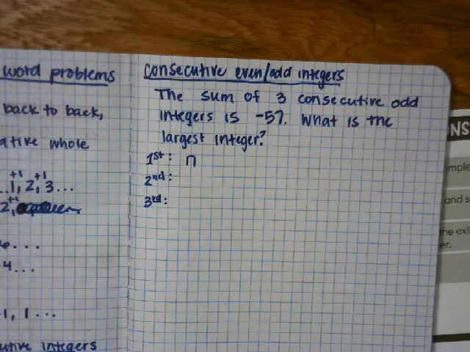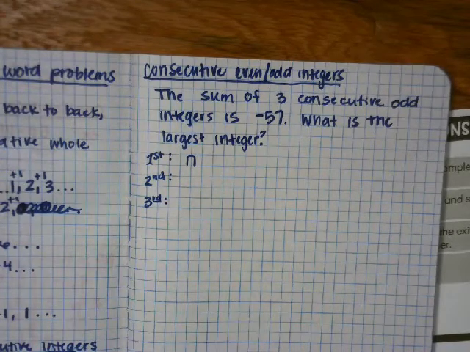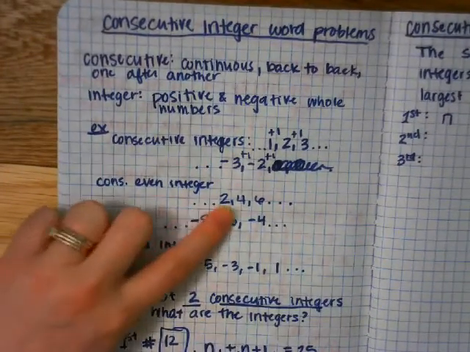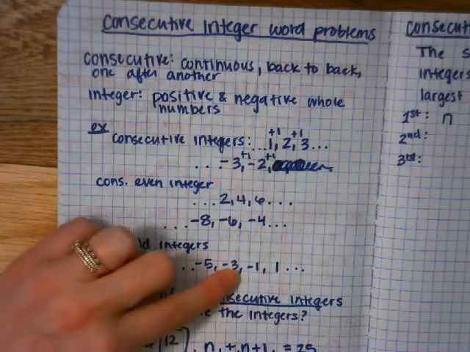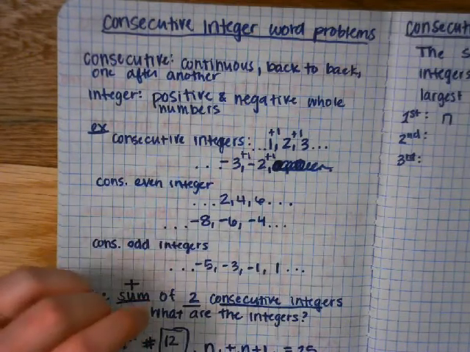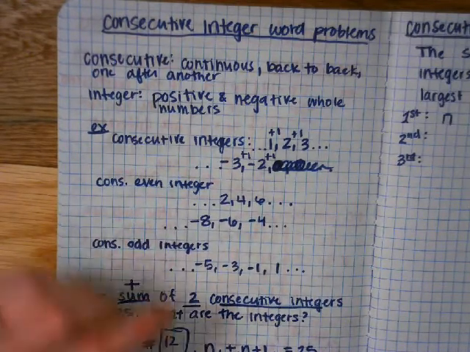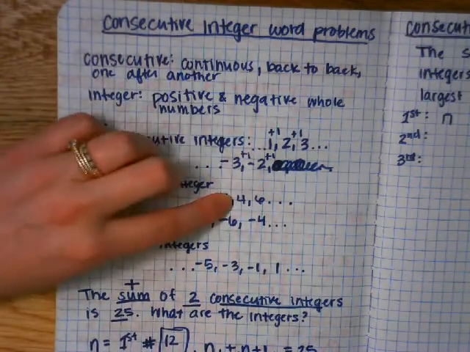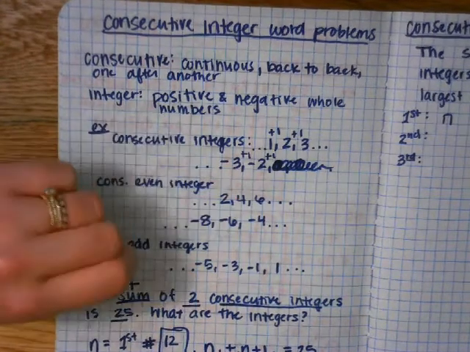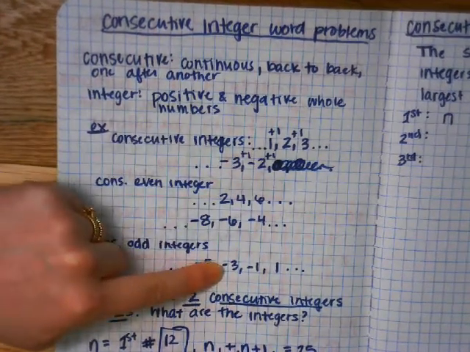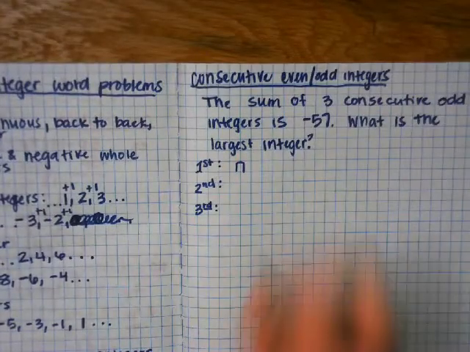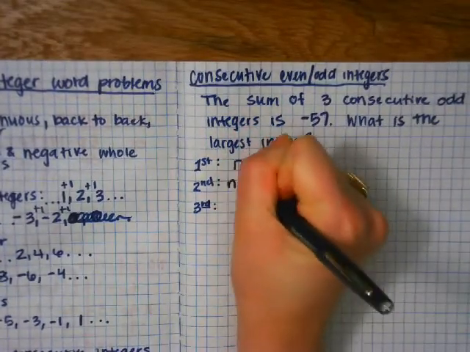Now, in this case, we're talking odd. So if we look back at our odd and even consecutive numbers, how many are we adding to get to the next number? 2, right, for even and odd. Because to get from 2 to 4, I add 2. From 4 to 6, I add 2. From -5 to -3, I add 2. From -3 to -1, I add 2. So in this case, I'm going to add 2.